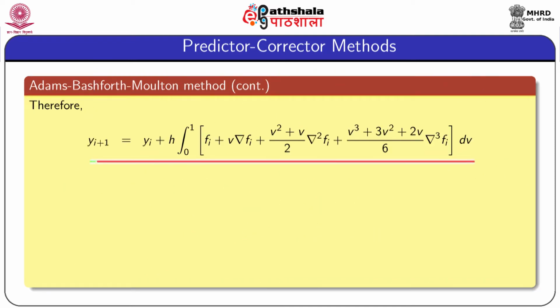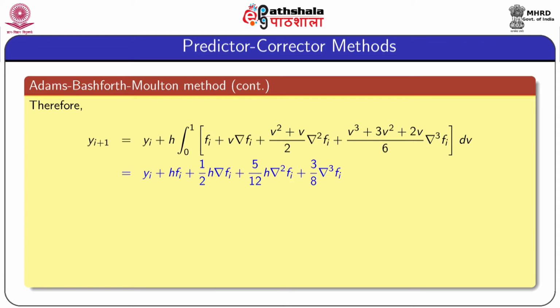Therefore, yi plus 1 equal to yi plus h into the integral from 0 to 1, and the entire value within the square bracket replaces f of x, y, into dv. Note that dx equal to h into dv, and the lower limit xi is converted to 0 and the upper limit is converted to 1. Now we integrate this expression with respect to v and obtain this expression: yi plus h into fi plus half h into nabla fi plus 5 by 12 h into nabla 2 fi plus 3 by 8 h into nabla 3 fi. After replacing the values of nabla fi, nabla 2 fi and nabla 3 fi, we get the expression given in equation 3.